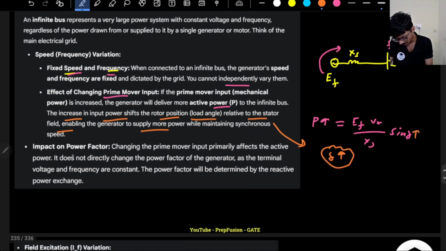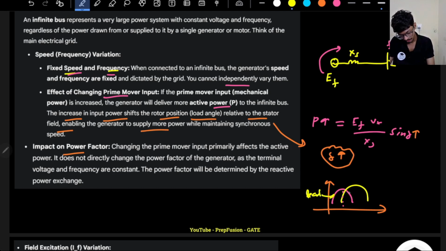Okay, impact on power factor. If I am increasing the power, what is happening? For a synchronous generator, the power factor curve shifts to the right hand side. So for the same excitation, let's say nominal excitation, this left hand side is leading. So previously if it was nominally excited, now it will be leading power factor. So it will be more leading.